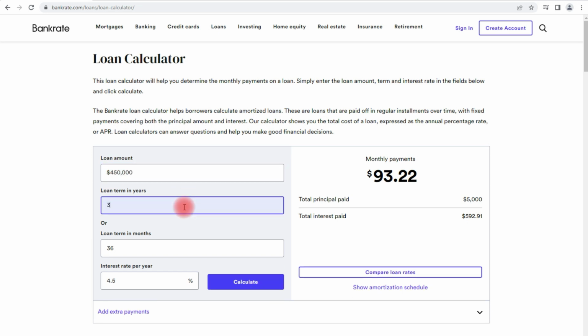The loan term is 30 years, and the interest rate was set at 6%. And as you can see, this is the answer that we got. It's a rounded answer, but that was the answer that we had, $2,697.98. So the total principal paid is $450K. The total interest paid, this is the answer that we got in part C, is $521,271.85.